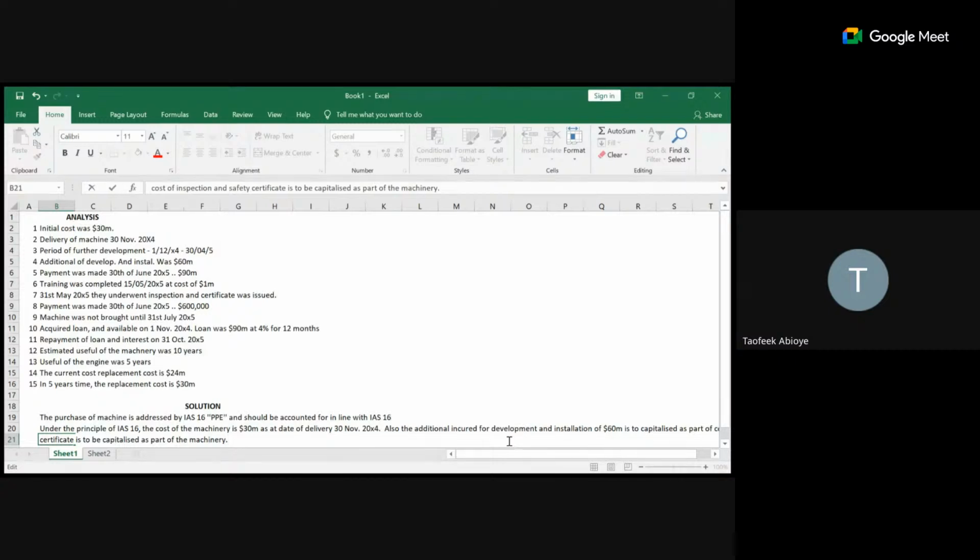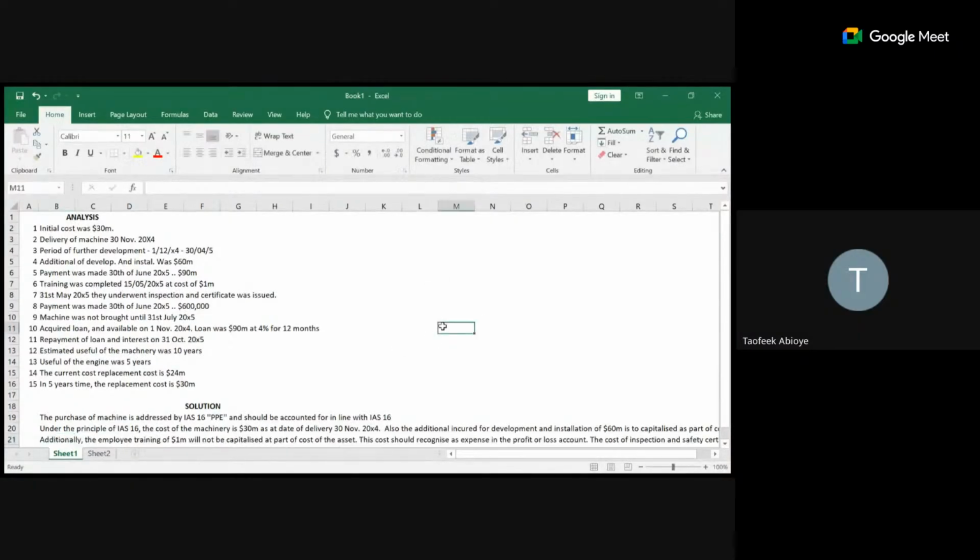So let's do it like this. The safety costs. How much is the safety cost? Of 600, yes, 600,000 is to be capitalized as part of the cost of the machinery.